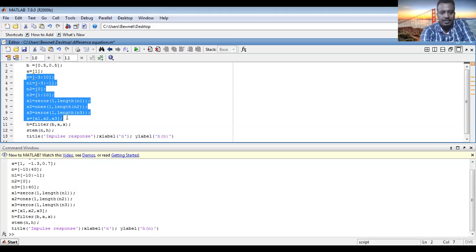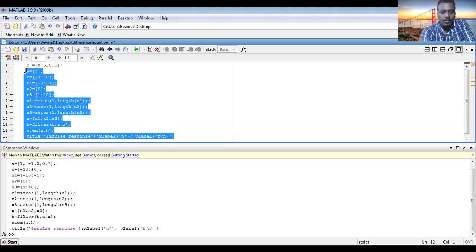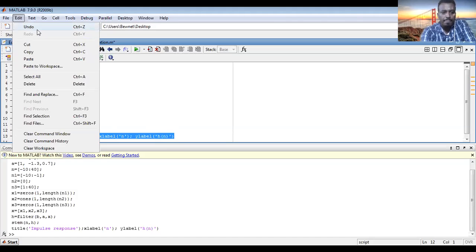What is this? This is your input, in this case the impulse. If you apply the impulse input, this is your system, and the filter function calculates the output. If your input is an impulse, the output is the impulse response. Then you plot it. So let's run this program.